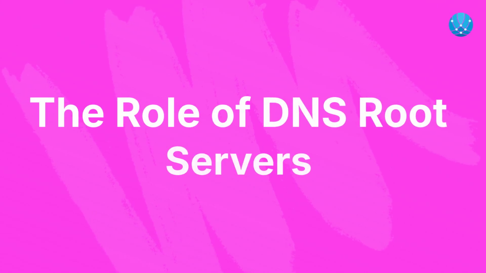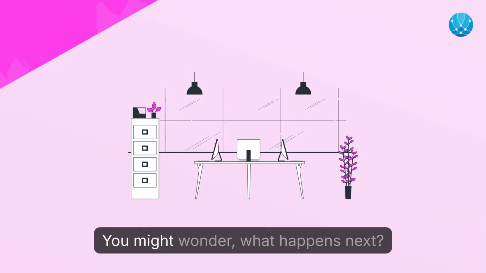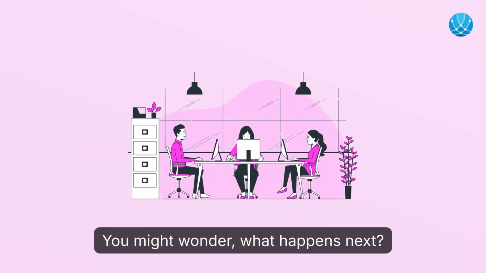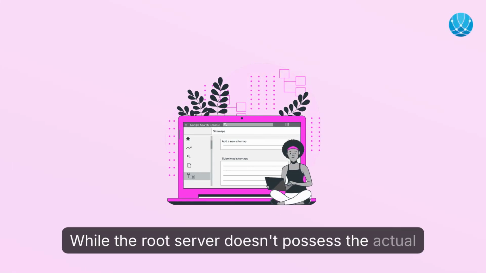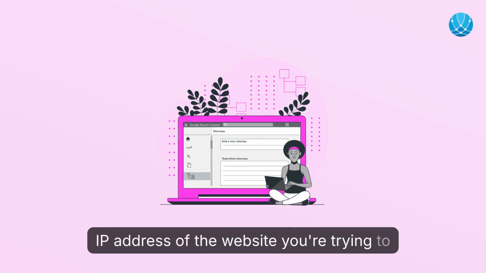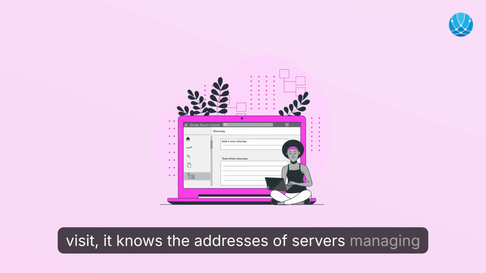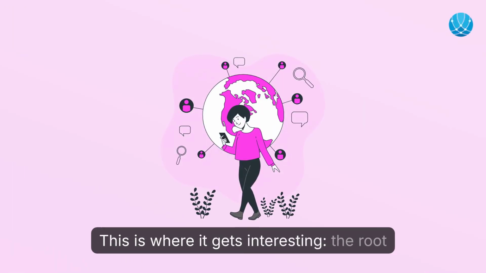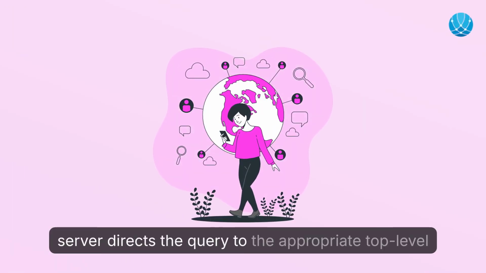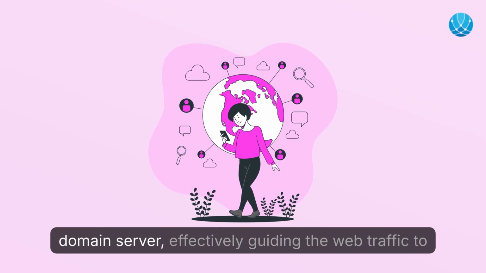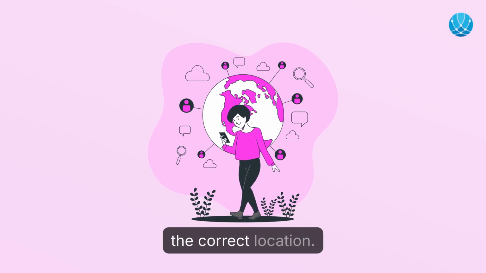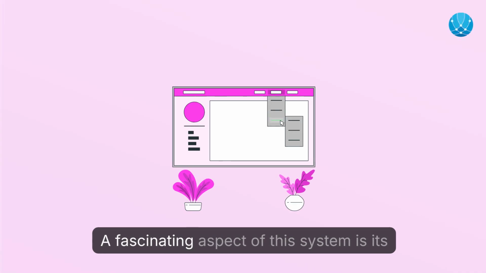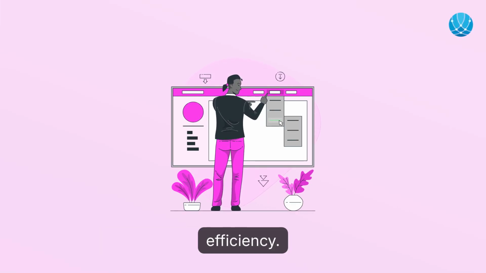The role of DNS root servers. You might wonder, what happens next? While the root server doesn't possess the actual IP address of the website you're trying to visit, it knows the addresses of servers managing various top-level domains like .com, .org, or .net. This is where it gets interesting. The root server directs the query to the appropriate top-level domain server, effectively guiding the web traffic to the correct location. A fascinating aspect of this system is its efficiency.